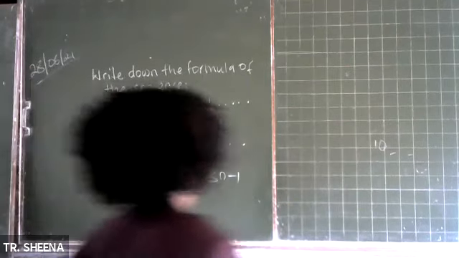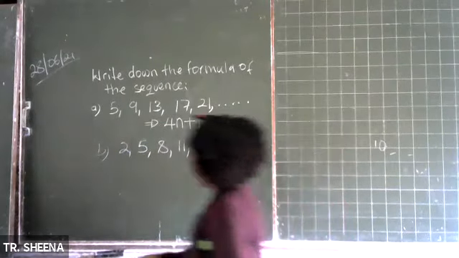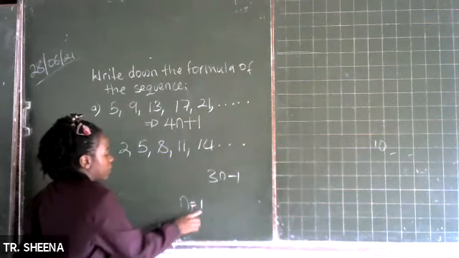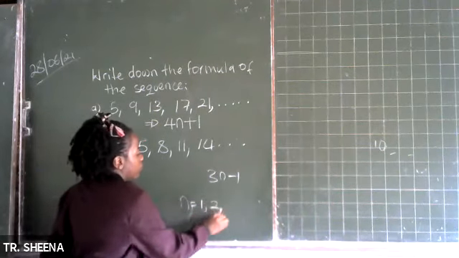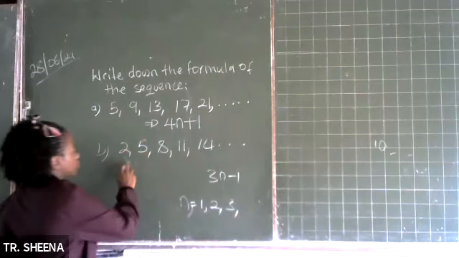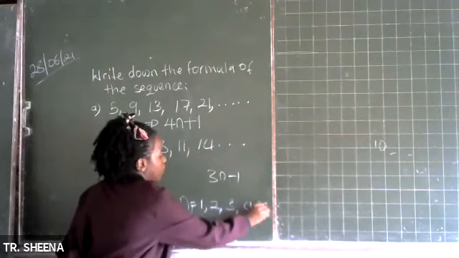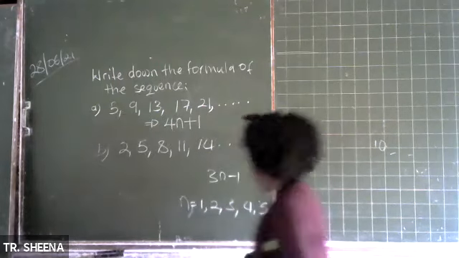Let's check 3n minus 1. So remember our first term is always 1. Our first n is always 1. Then you go to 2, then you go to 3. Let me count: 1, 2, 3, 4, 5. So these people were stopping on the 5th term, and then they do the dots.